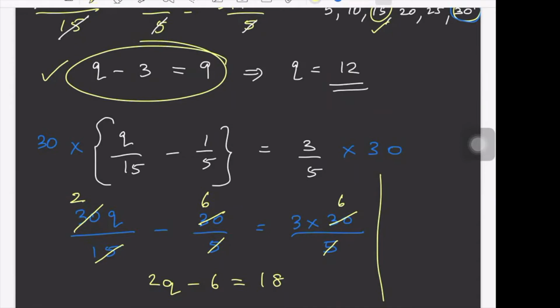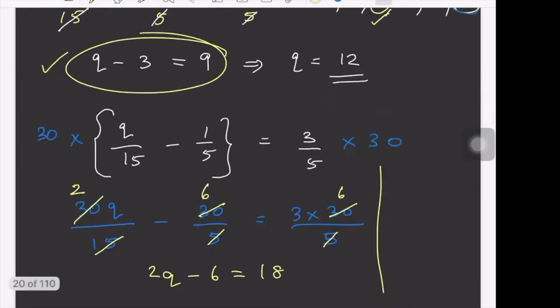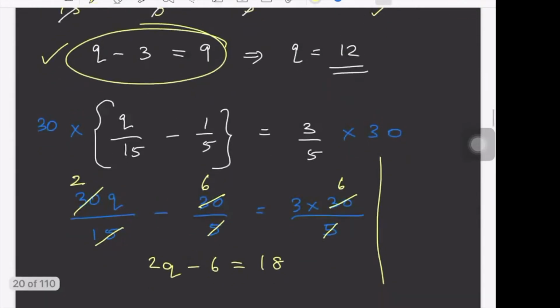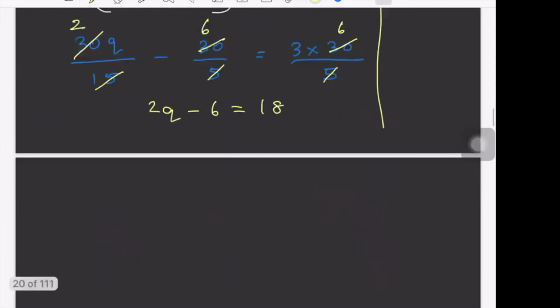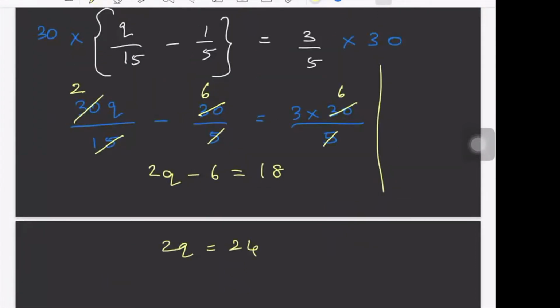Got it? So the idea is, you have to choose a common multiple, and if you choose that common multiple as the least common multiple, the math would be much easier. So far, so good. Again, if you solve it, you're going to get the same answer, because 2q will be 24 and q will be 12. So far, so good.